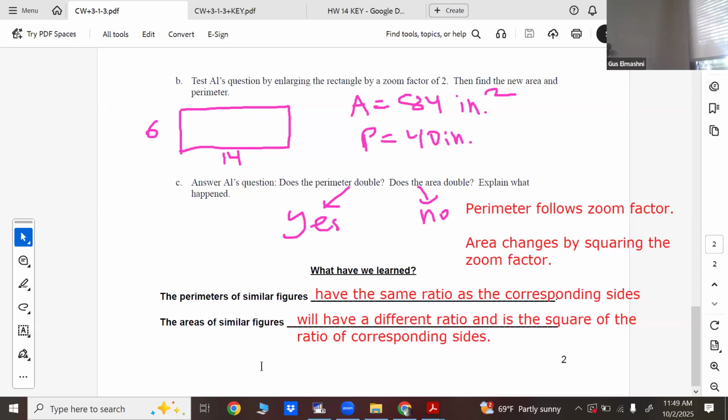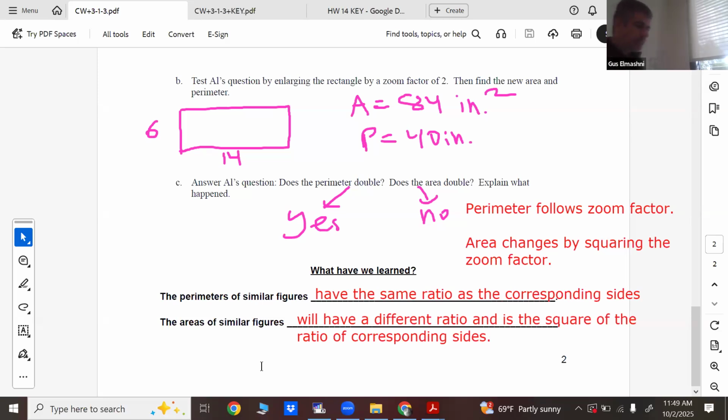If you double the sides, then of course you have 6 by 14. So you got to double the perimeter. Perimeter becomes 40. Of course, you can add up for yourself, 6 plus 14 times 2. The area becomes 84. That was 4 times, not double. So part C, did the perimeter double? Sure. Did the area double? No. Perimeter follows the zoom factor, area changes by the square of the zoom factor. We'll talk more about that in the spring. So the perimeter of similar figures has the same ratio as the corresponding sides, but the area of similar figures does not. It's the square of the ratio of the corresponding sides.